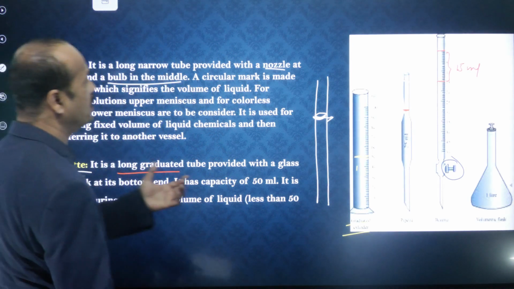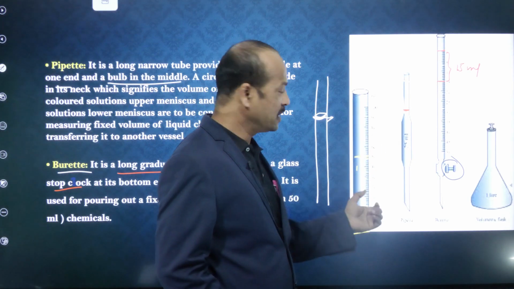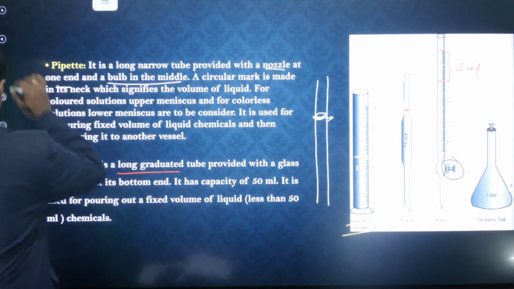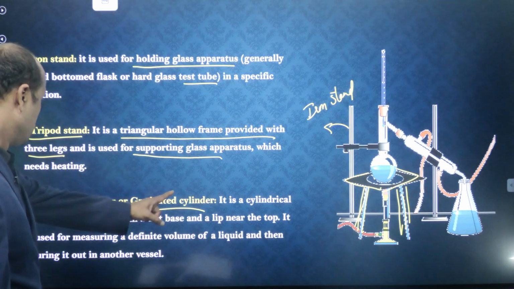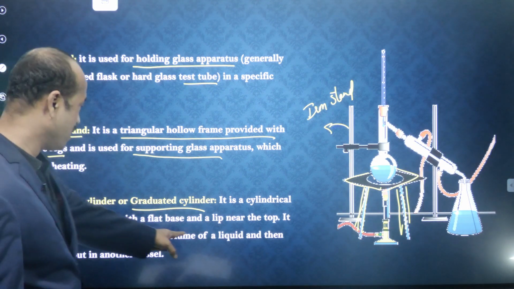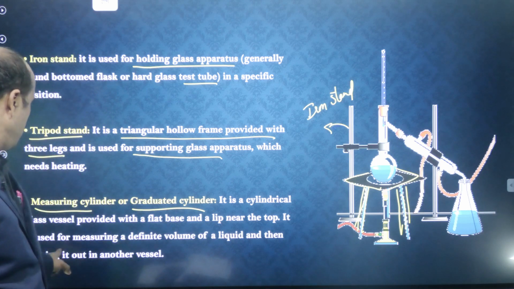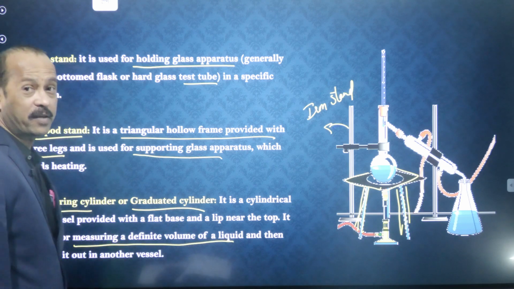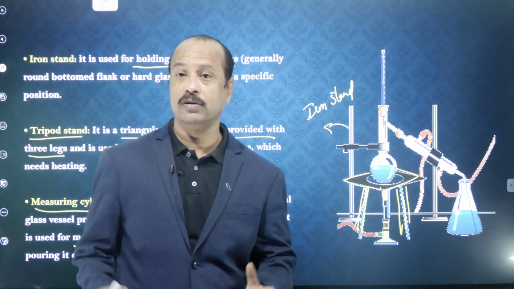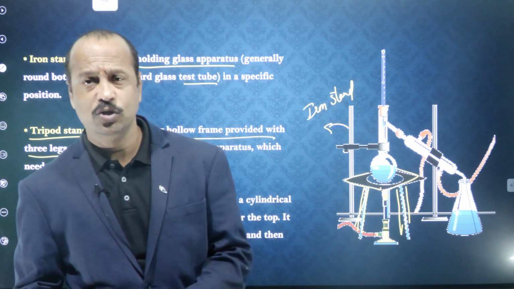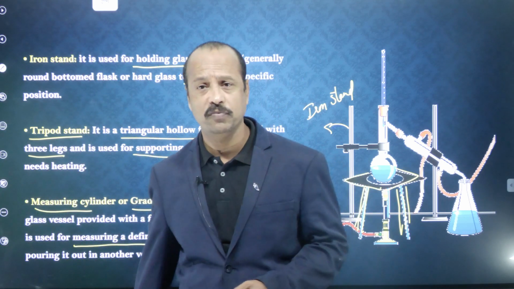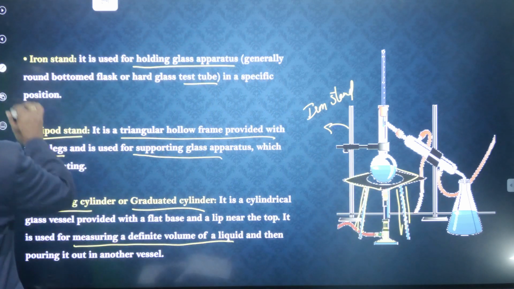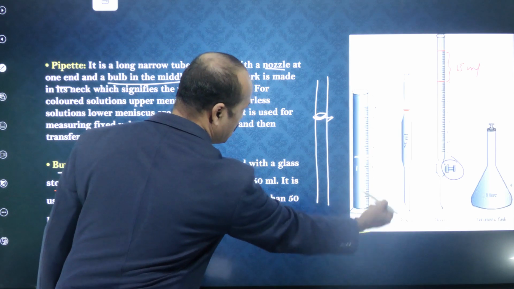See how it is a cylindrical shape. Cylindrical shape and graduated. The values are written on this one. So it is a cylindrical glass vessel provided with a flat base and a lip near the top, and it is used for measuring a definite volume of liquid. A definite volume. I want 10 ml or 20 ml or 30 ml or 40 ml, 50, whatever it may be. However much exact amount of liquid is required, that much amount of liquid I can measure by using this measuring cylinder. So this is a measuring cylinder. Clear?